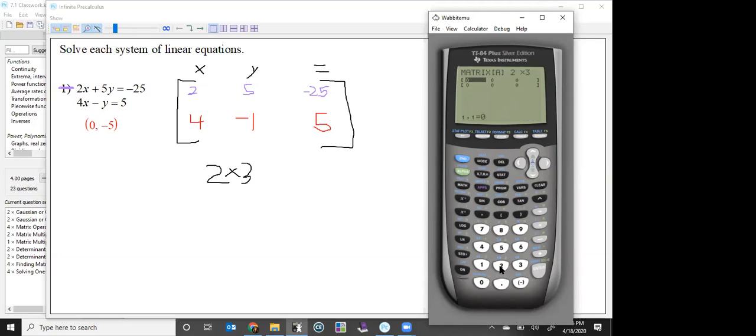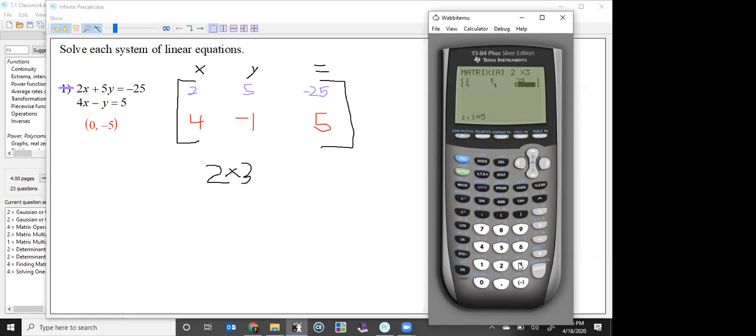So I'm also typing my numbers. 2, enter. 5, enter. 25, enter. And I hit enter each time. 4, enter. Negative 1, enter. 5, and then make sure you hit enter one last time.